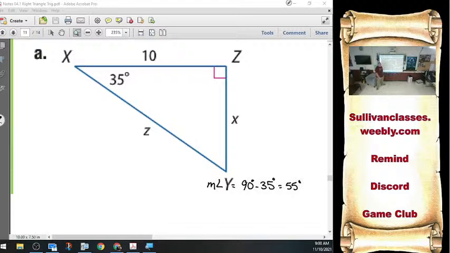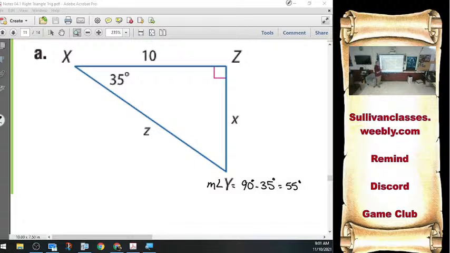Okay. Y'all know because these are right triangles, you don't have to do 180 minus 90 minus 35, because the other two have to be complements, right? Y'all remember the difference between complement and supplement? Alphabetical order. C before S. Complement is 90, supplement is 180. Okay?